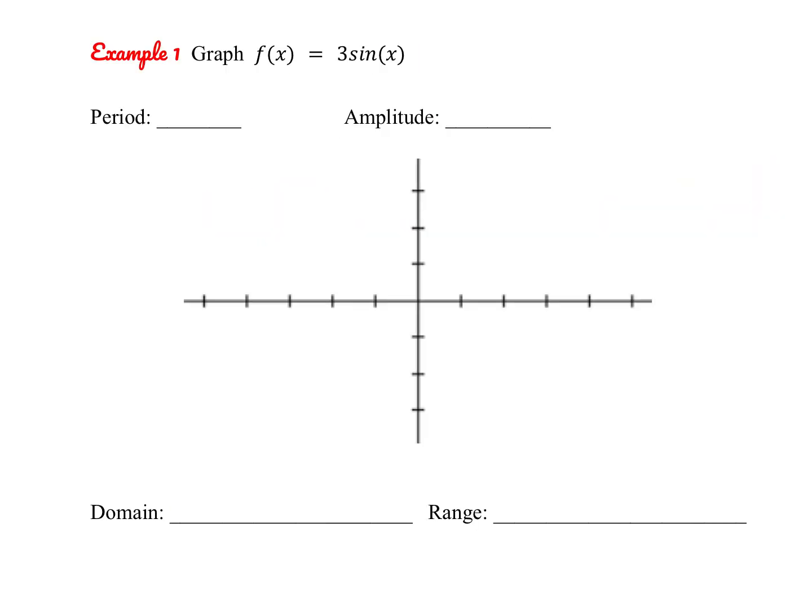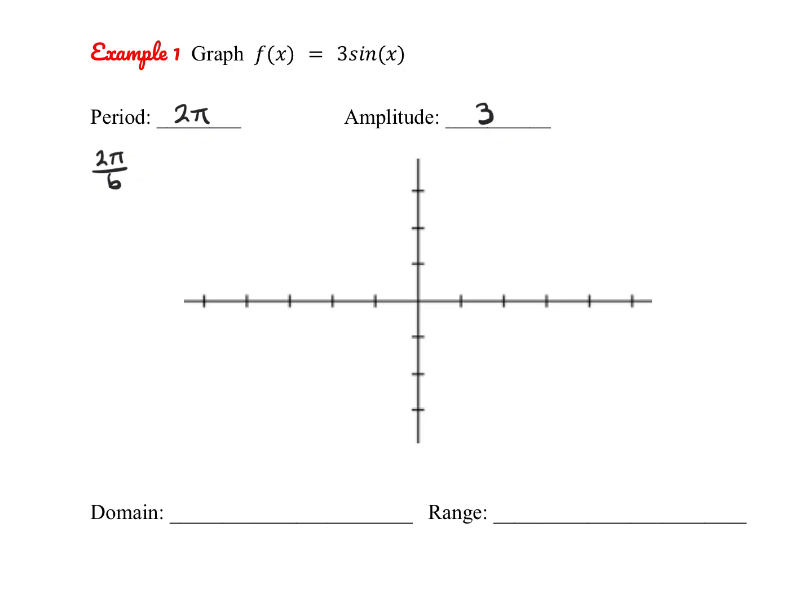All right, so let's give one of these a try together. First, I have 3 times the sine of x. The first thing I'm going to look for is the period, which, remember, the formula for that is 2 pi divided by b. Here I can see that my b value is just 1. So my period is going to be 2 pi, which is the period of our parent function, meaning it's not changed. The amplitude is always the a value, so I can see that my amplitude is 3.